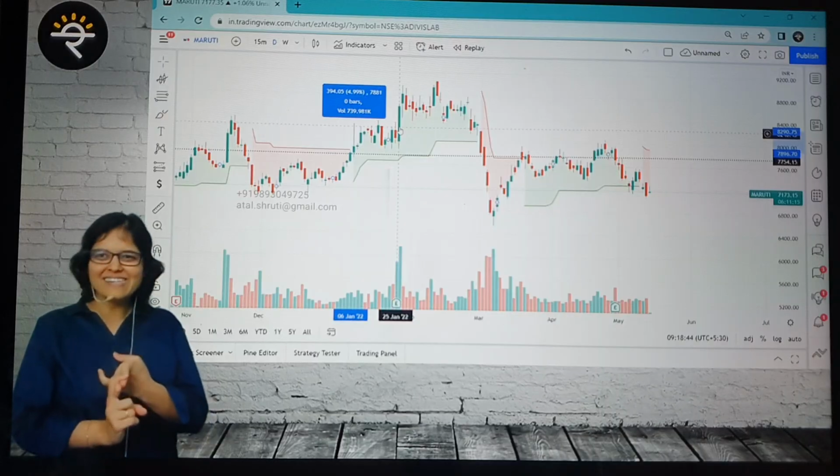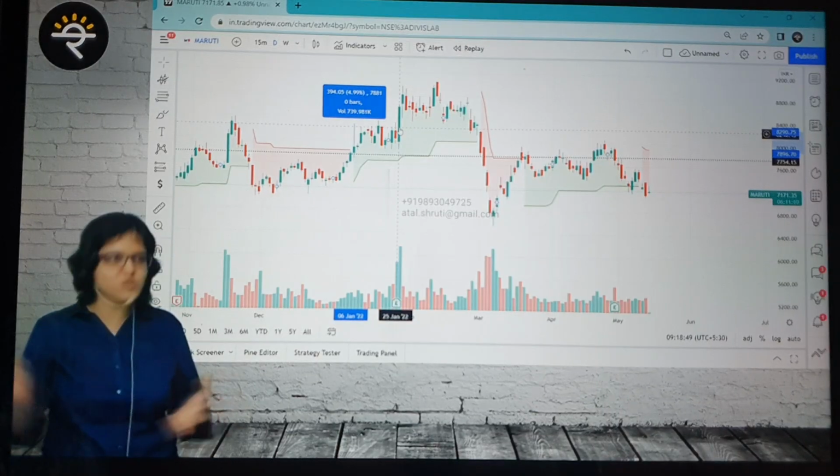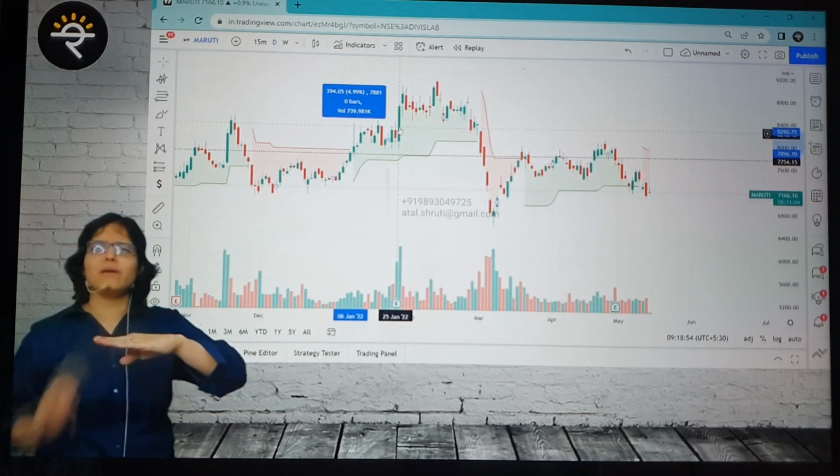Cool. Okay, so all three clear? Yes? Which three did we discuss? VWAP, anchored VWAP, and super trend. All three help me to identify where we are. Bullish trend or bearish trend? Are we above the average price? Are we below the average price?